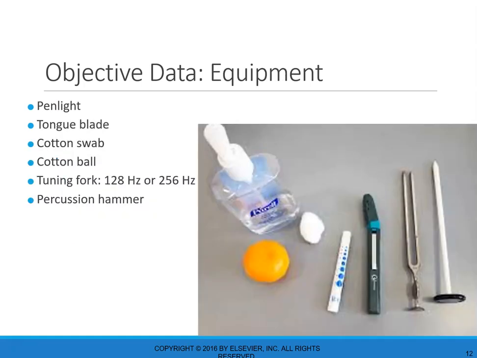Here's some equipment that you're going to need for a neuro exam: a pen light, tongue blade, cotton swab, cotton ball, a tuning fork, and a percussion hammer.